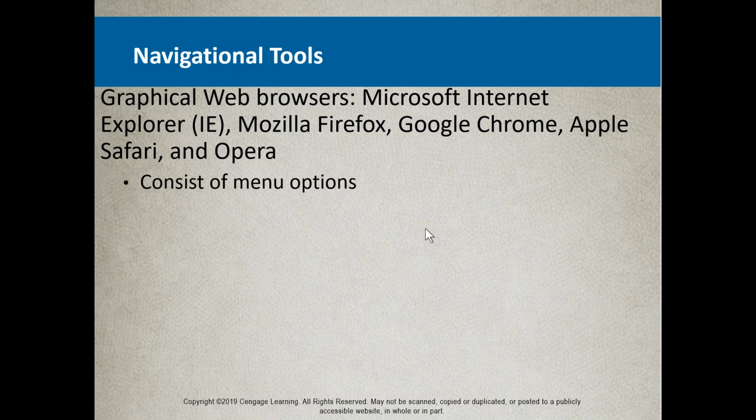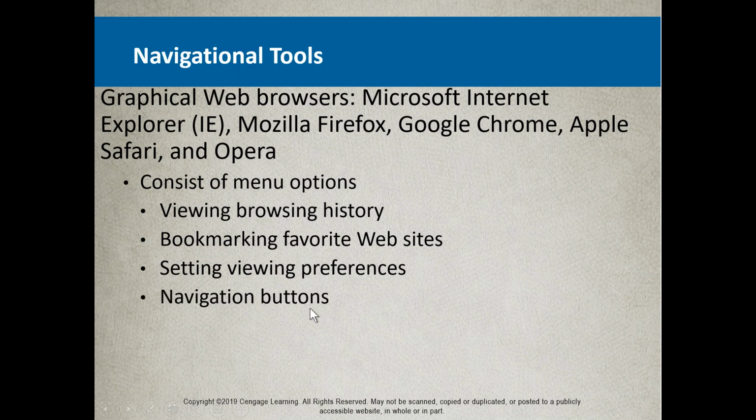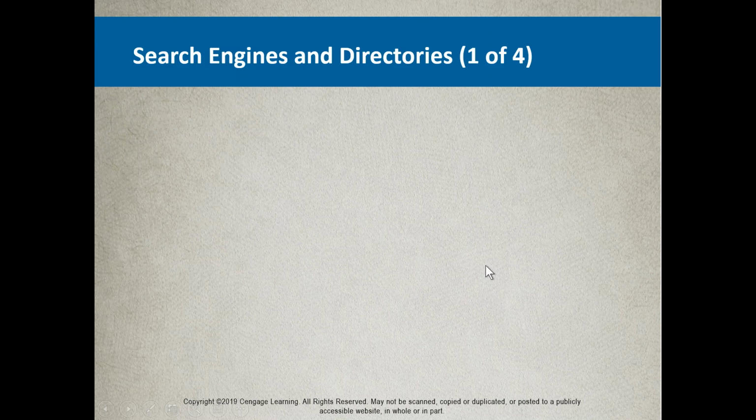Now, all these share commonalities. They all have sort of menu options. You can browse your history. You can view your history. You can save sites that you like. You can set your own personal preferences, which is good. The navigation buttons to move around. They all share those commonalities between all the browsers.